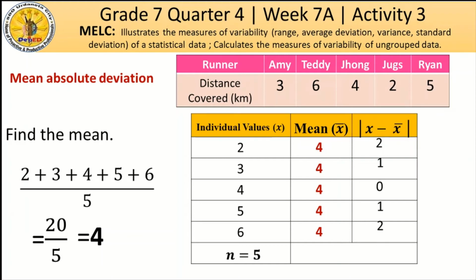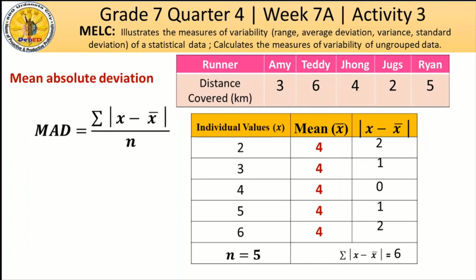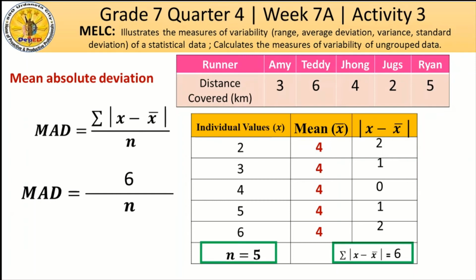Afterwards, let's just find the sum of the absolute difference of each individual values and the mean. So, 2 plus 1 plus 0 plus 1 plus 2 is equal to 6. From this, we are now ready to find the value of our mean absolute deviation. So by substitution, the sum of the absolute difference of the individual values and the mean, which is 6, divided by n, which is 5, will result to 1 and 2/10. Therefore, mean absolute deviation is equal to 1 and 2/10.